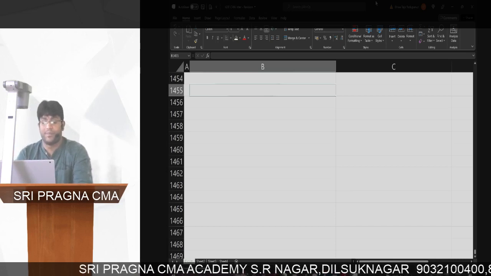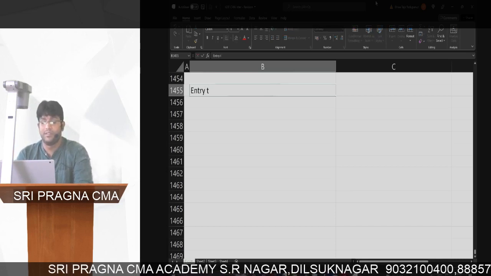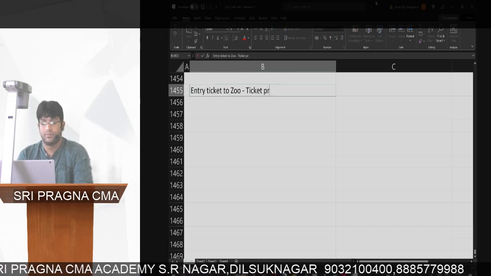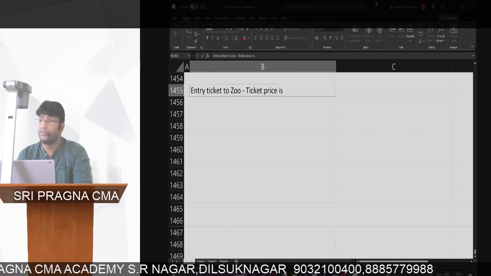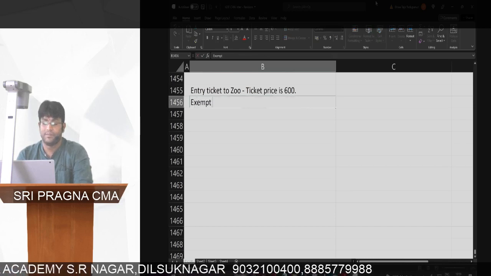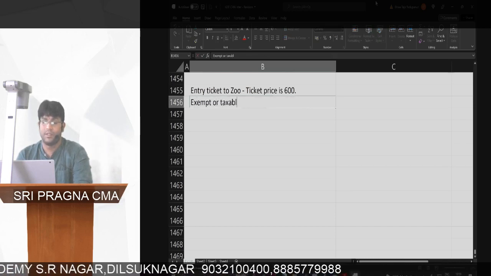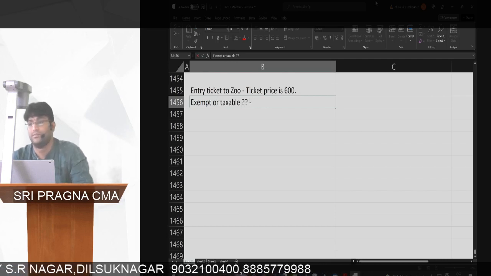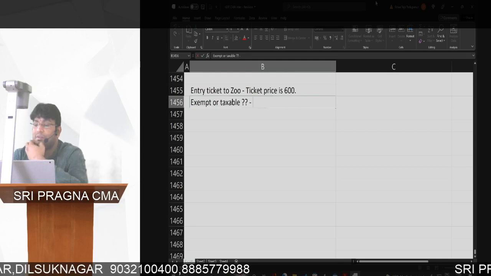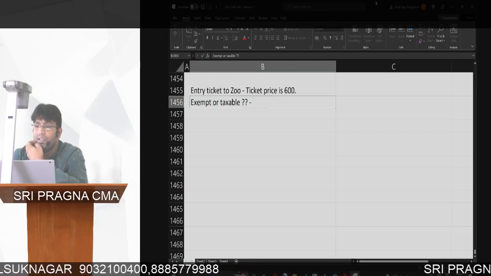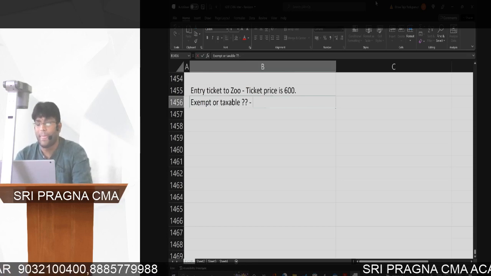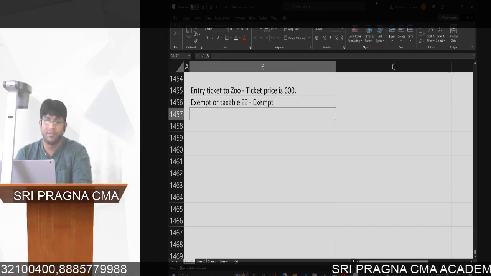Let me ask you one question. One person has taken an entry ticket to a zoo. Ticket price is 600. Exempt or taxable? Taxable, why? More than 500 rupees, it becomes taxable. Speak out. Answer is exempt.